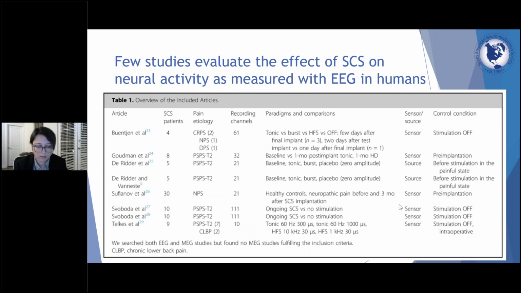All right. So despite the fact that chronic pain has been estimated to affect 50 million Americans, there are a limited number of studies evaluating the neural effects of spinal cord stimulation, and only a few of them measuring the EEG in humans with spinal cord stimulation implants. The table is from a recently published 2022 review paper, which gives us an overview of available literature on resting state EEG in patients with chronic pain who have been treated with SCS.